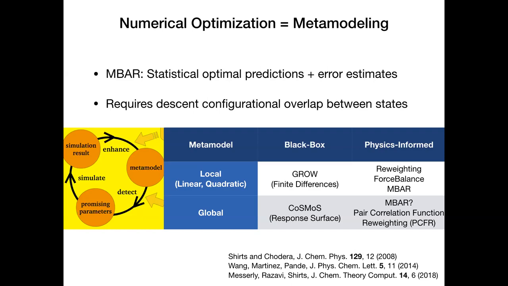And then the question is, how can we get a more global meta-model? Because these reweighting approaches only work for small regions of the parameter space where you have good conformational overlap. How can you make more global predictions? Michael Schertz's group had a paper about the PCFR approach. And one question is how can you maybe use information from your local gradients to construct a more global meta-model without enforcing conformational overlap? So kind of combining these two ideas.